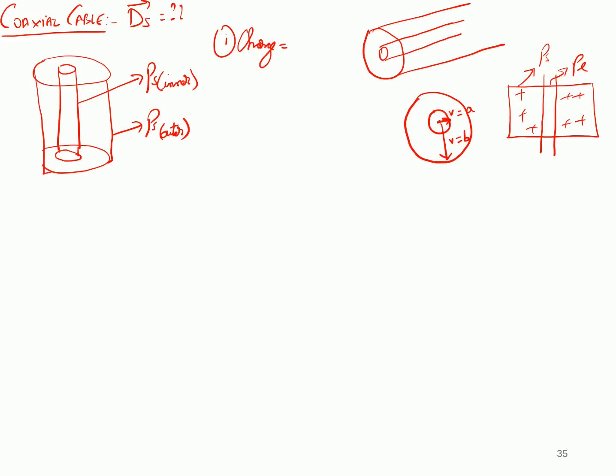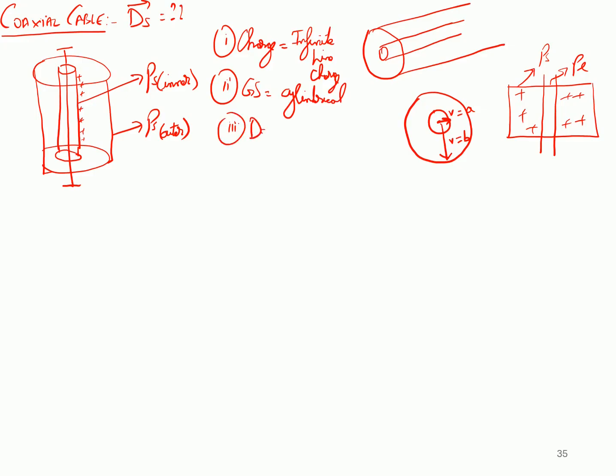So this means I'll begin my analysis for the coaxial cable by considering that although the inner conductor is having charges, I'm going to assume that it is a line charge distribution. So I can say that my charge is an infinite line charge. And now what can be a symmetric Gaussian symmetry? So obviously it can be cylindrical. And the third point is that the electric flux density will always be normal or radially outward.